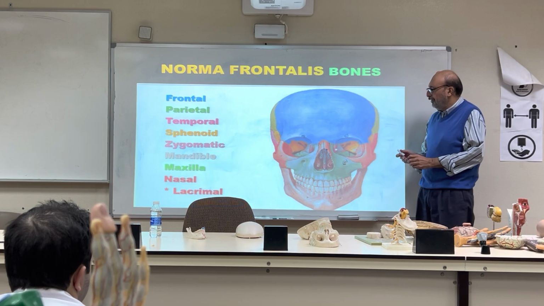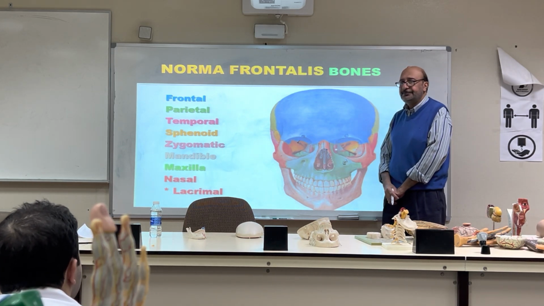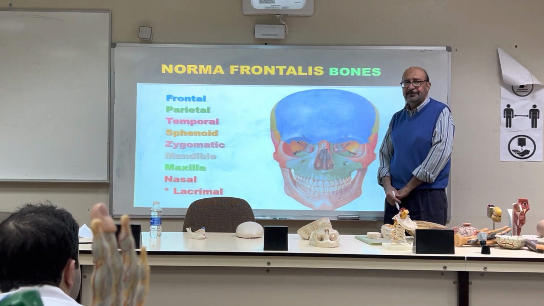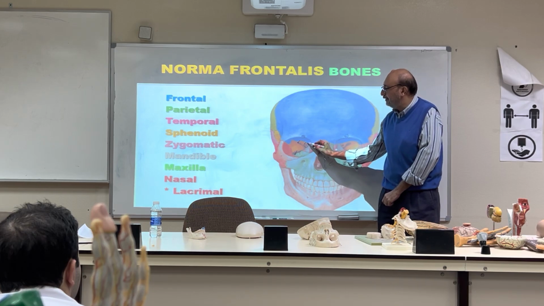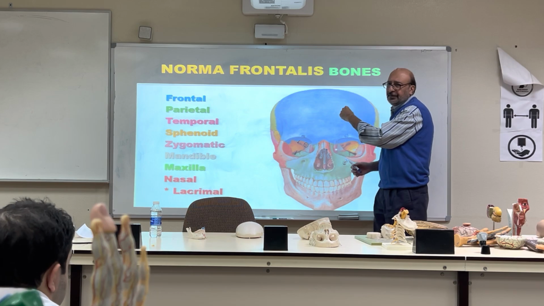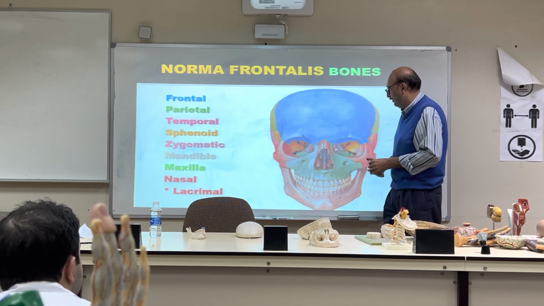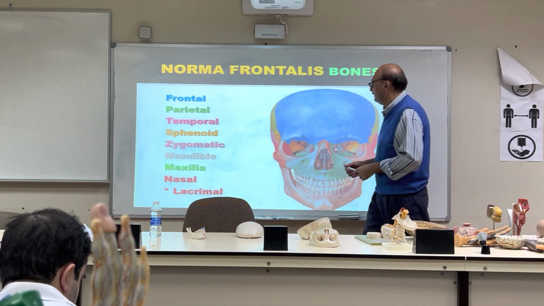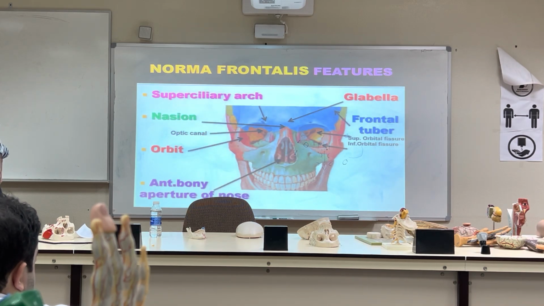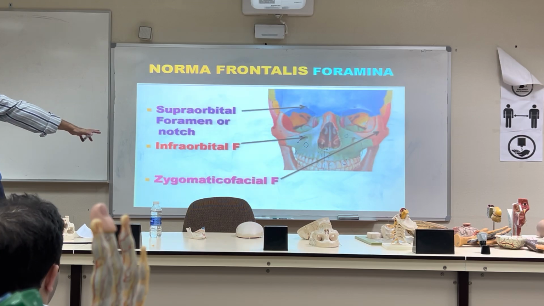Inside the orbit, what you can see, this one, superior orbital fissure, inferior orbital fissure, and optic canal. So here is the eyeball, optic nerve will enter. On a different angle, even you can see rotundum. I will show you later on. All what I said, superior orbital fissure, inferior orbital fissure, everything pointed here.